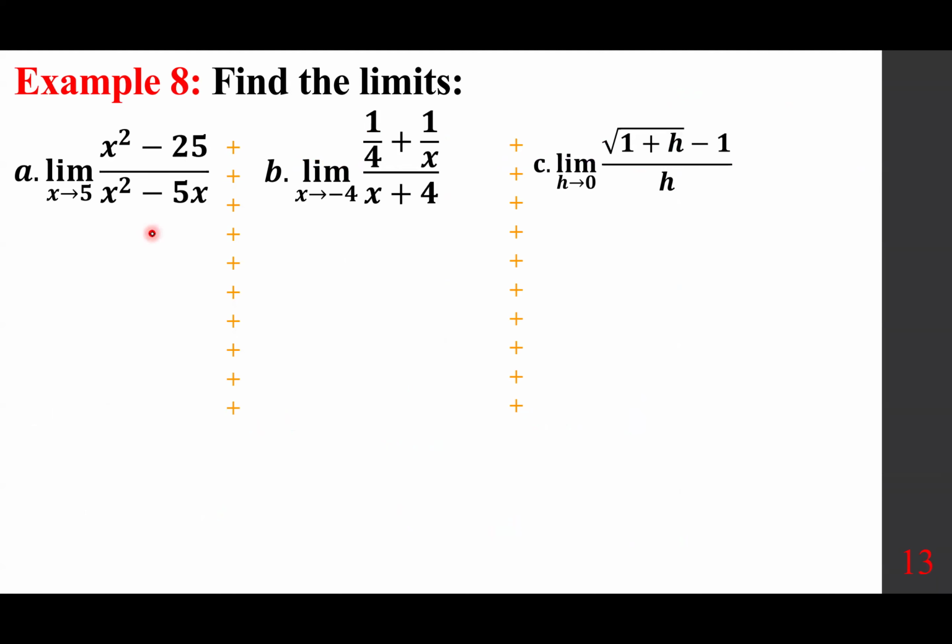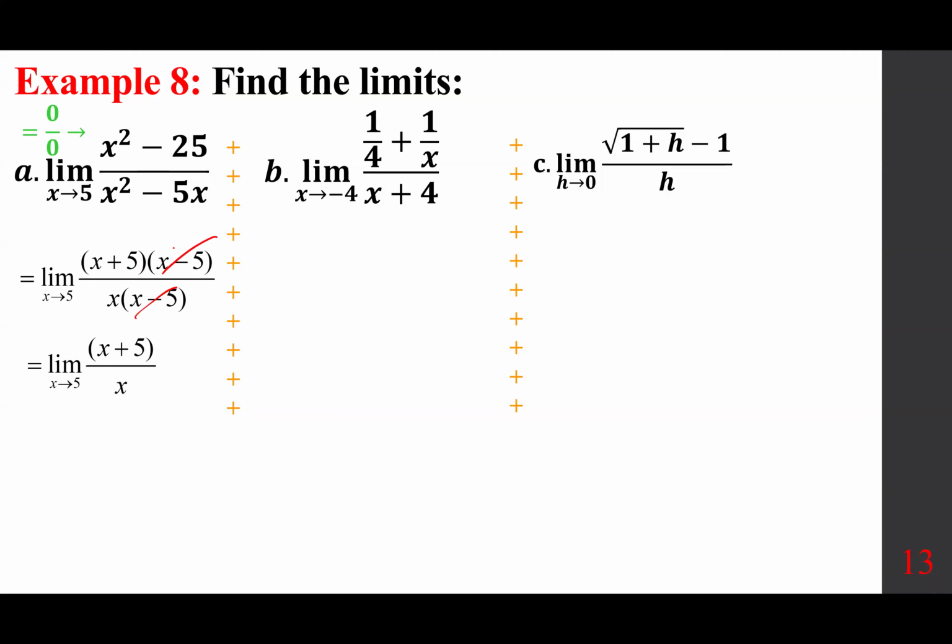If you plug in, all of them will give you 0 over 0. The technique in this case is factoring. And because x is approaching 5, it should have a factor of x minus 5, and it does. The numerator is x plus 5, x minus 5. The bottom is x times x minus 5. And now, if you plug in 5, you get 10 over 5, which is 2.